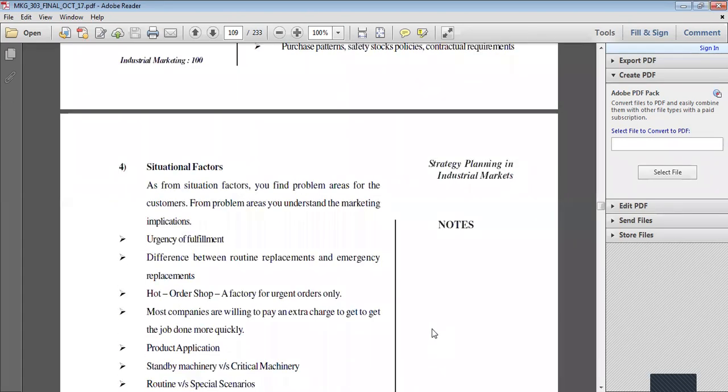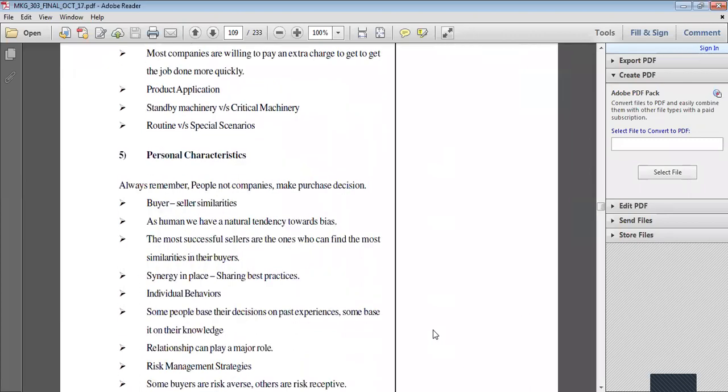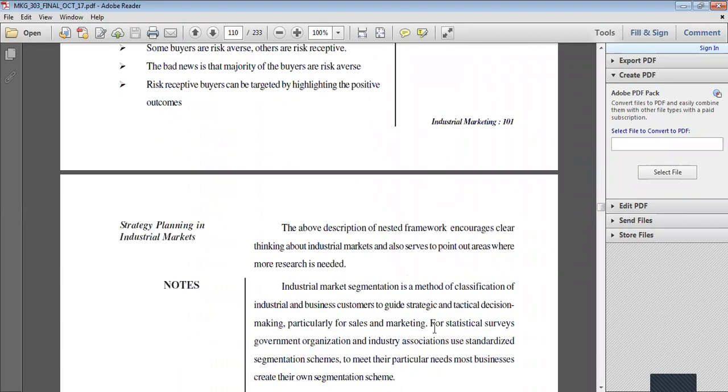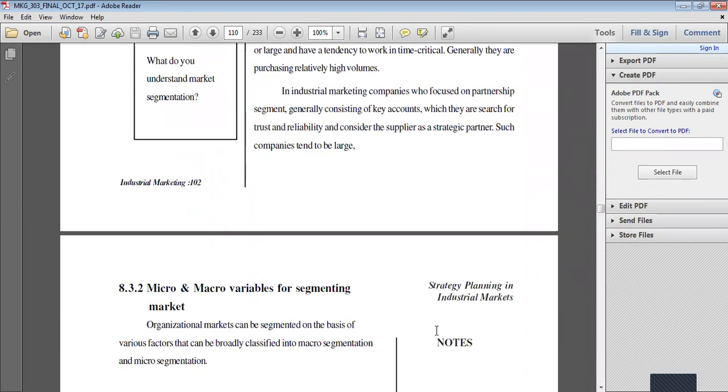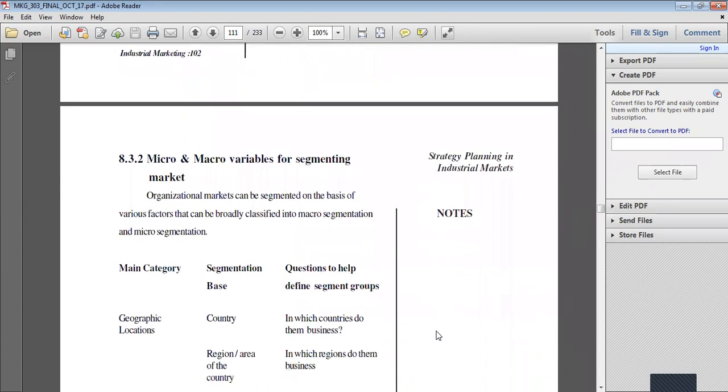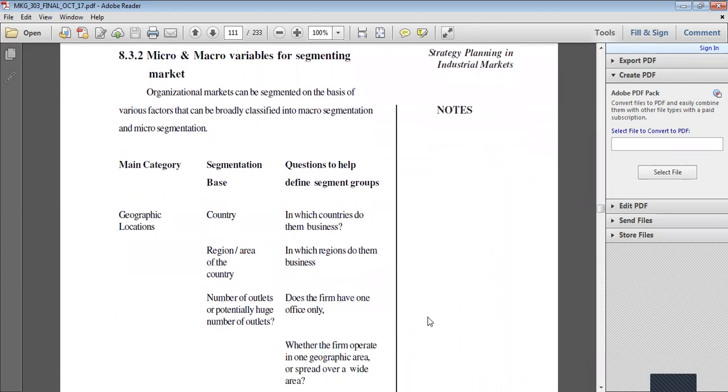In situational factors, we will look at different factors, which include personal characteristics, then micro and macro variables for significant marketing. Regional markets can be seen on the basis of various factors that can be broadly categorized into micro segments and macro segments.